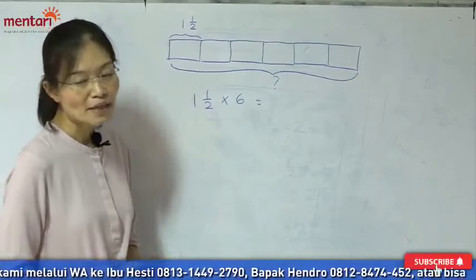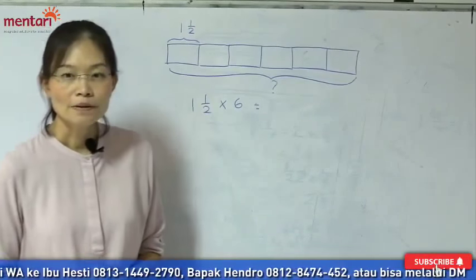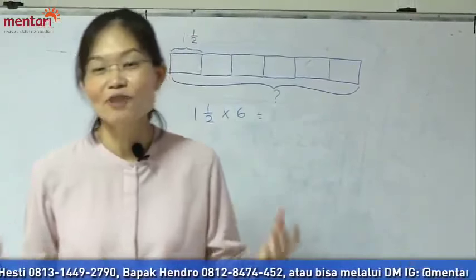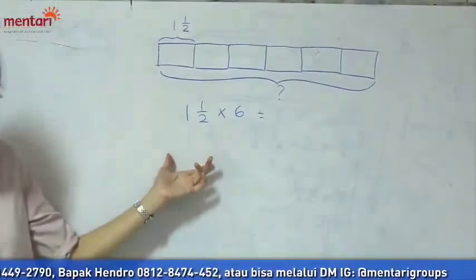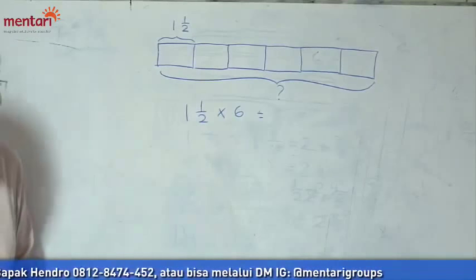There are many ways to multiply a mixed number with a whole number. If your school allows the use of a calculator, you can press it and find the answer. If not, one way is to convert the mixed number into an improper fraction. Do you still remember how?